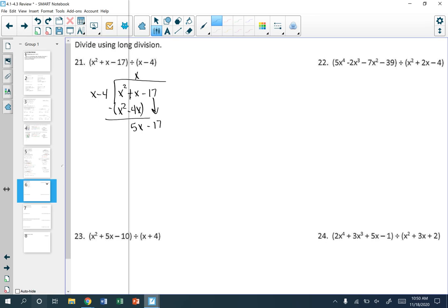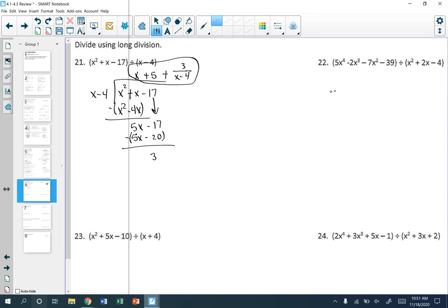Now, how can I get 5x from x? I need to multiply by 5, and I get 5x minus 20, but remember, I need to subtract everything, so that's 0, and this turns into a 3, right? Because that's a positive 20 minus 17, and now I can't do anything here with that 3, so that turns into my remainder. And remember, our remainder goes over our divisor. And we get x plus 5 plus 3 over x minus 4 as our answer.